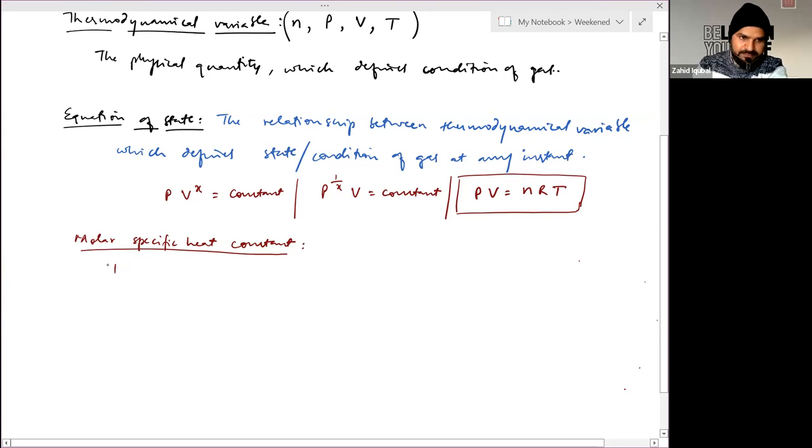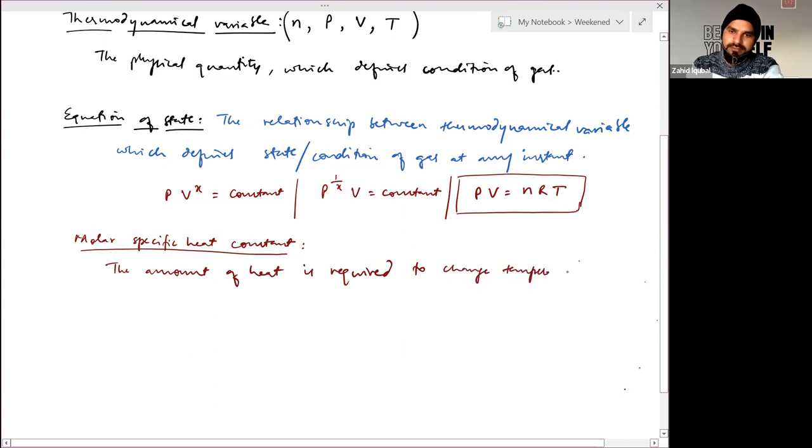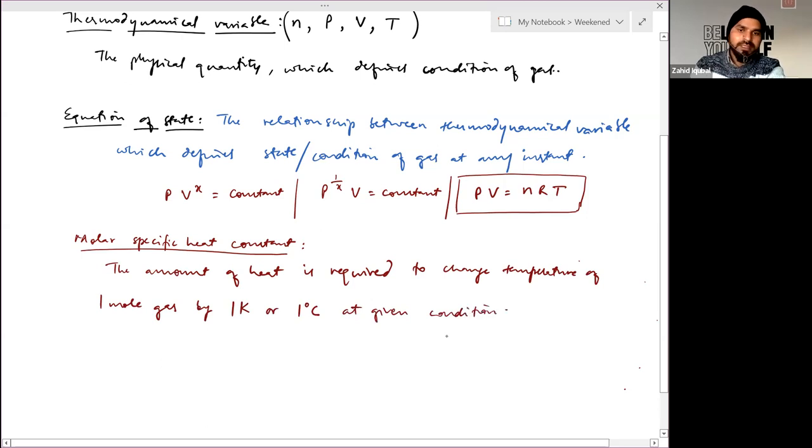So we may define the amount of heat required to change the temperature of 1 mole of gas by 1 Kelvin or 1 degree centigrade at a given condition. It may depend upon the process: isobaric, isochoric, isothermal, adiabatic.